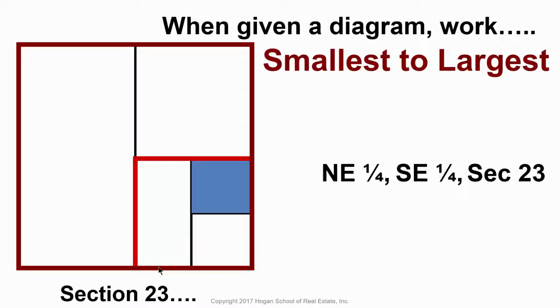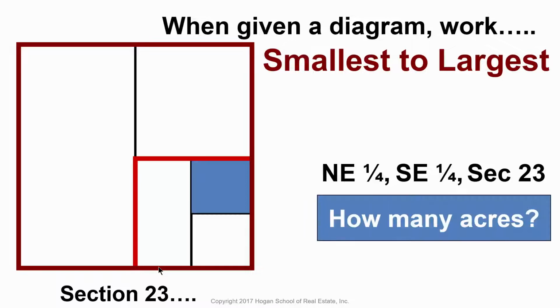On the examination, it's very unlikely that you'll be given a diagram and asked to describe it. We don't typically see that. In the real world, however, you might be looking at a map and want to describe the parcel. The way you would do it is always start from the parcel itself and expand outward to the section. So how many acres in that blue parcel, this northeast quarter of the southeast quarter of section 23?